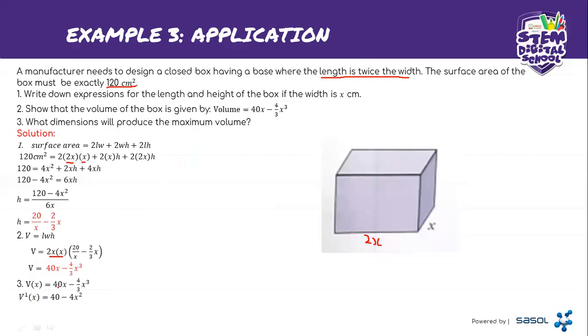Then you just derive: 40x becomes 40. And then remember, for this one, you're going to drop this 3 to this side. If you multiply 3 by negative 4 over 3, then you're going to get negative 4. Then remember this exponent 3, you're going to minus 1, then you're going to have exponent 2. Thereafter, after you have applied the derivative, you're going to equate it to 0. Let's equate it to 0 and see what we're having there.